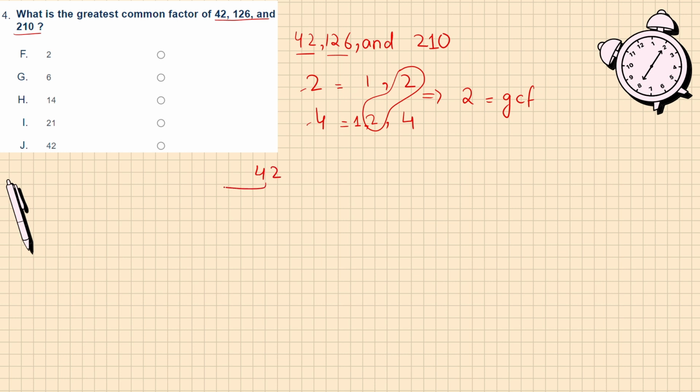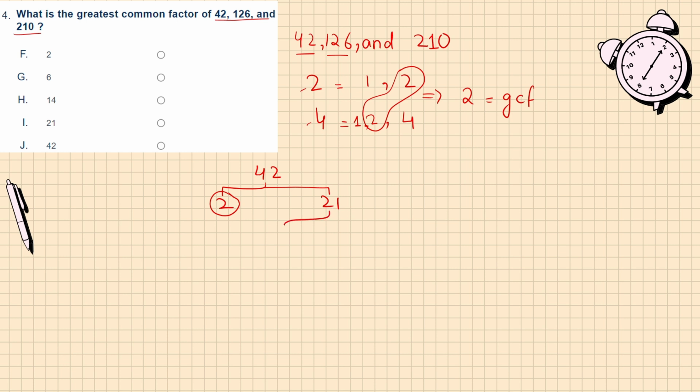So 42 can be broken into two numbers, 2 and 21. Now you can see you cannot break 2 into two more whole numbers, so we can circle this 2 now. I will let you know why I am doing this. And then we have 21.